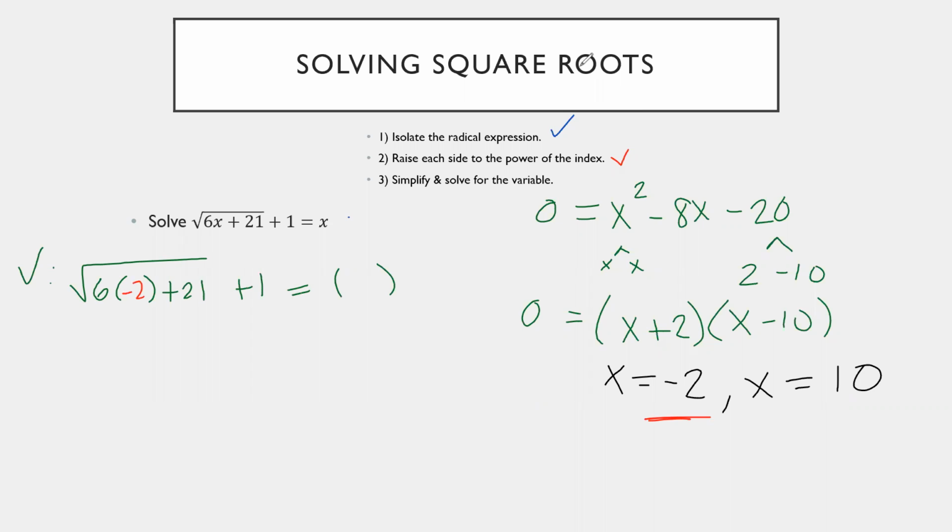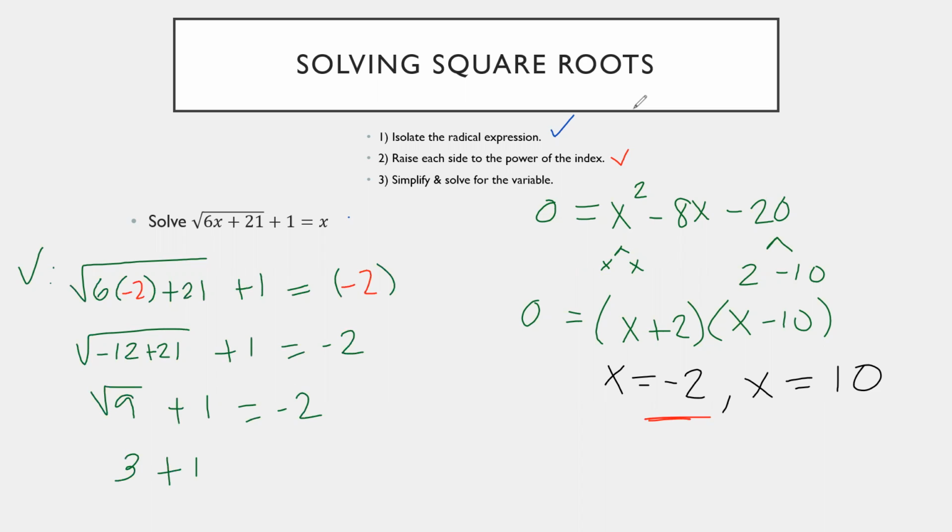So if I plug in negative 2 everywhere there was an x in my original problem, I end up getting 6 times negative 2, which is negative 12, plus 21 under my radical, plus 1 on the outside, is equal to negative 2. Negative 12 plus 21, that's the square root of 9. So the square root of 9 plus 1, is that equal to negative 2? And the square root of 9 we know is 3. Is 3 plus 1 equal to negative 2? No, this is actually 4.